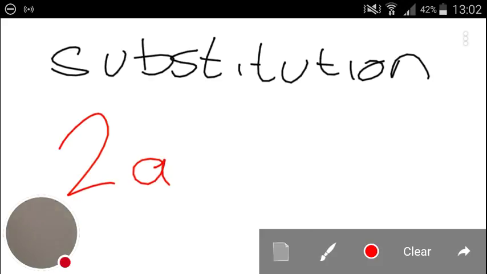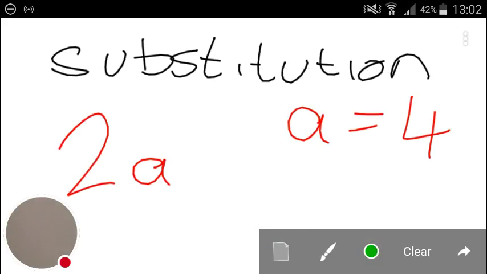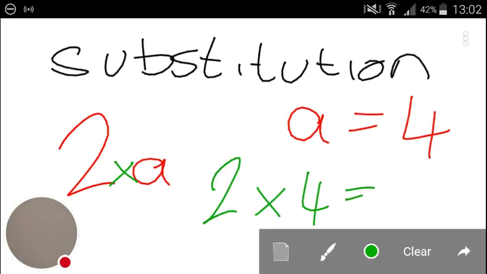2a. Now, if a is equal to 4, what we do there is we get our 2, and because it's next to our a, that means 2 times a. Now 2 times a, when a equals 4, we just substitute in a 4 instead of an a, and that gives us our answer of 8.